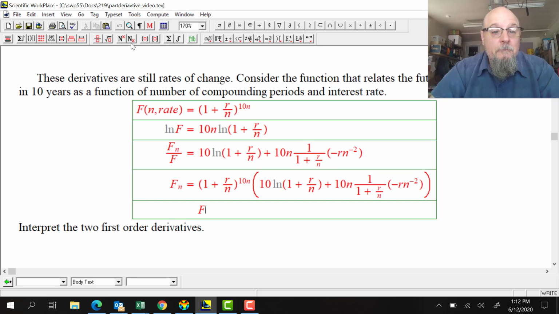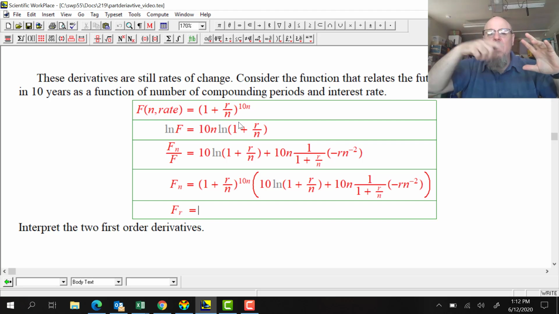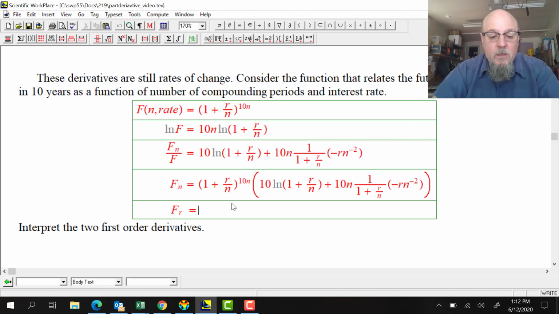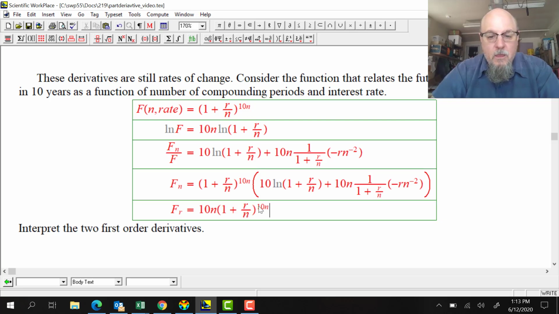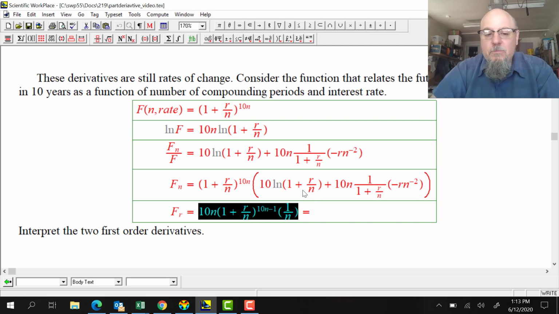The derivative of f with respect to r. Now I'm differentiating with respect to r. This one, I don't think I have to do logarithmic differentiation, because n is a constant. If it was brackets squared, the 2 would come down, subtract 1 from the exponent. It's 10n, so the constant comes down, subtract 1 from the exponent, and now multiply by the derivative of what's inside. The derivative of what's inside is just 1 over n. Remember, n is a constant. I'm differentiating with respect to r. This one cleans up. That n and that n cancel.